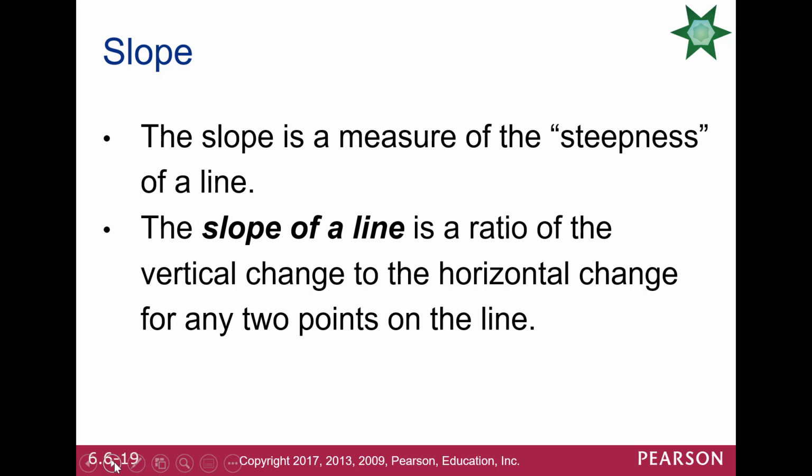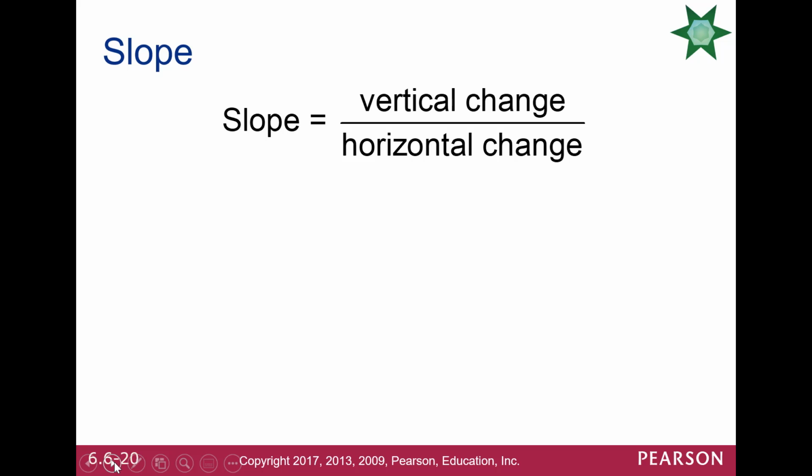Now slope is the steepness of the line. It's basically how much the y value is changing and how much your x value is changing. It's a ratio of those two, or what we would say is vertical change over horizontal change.